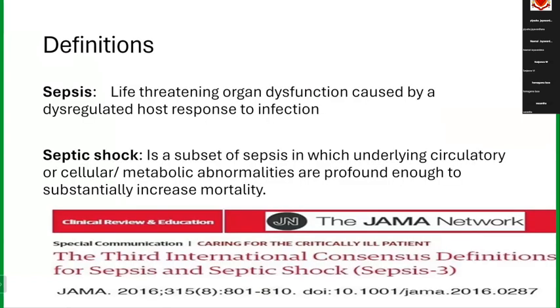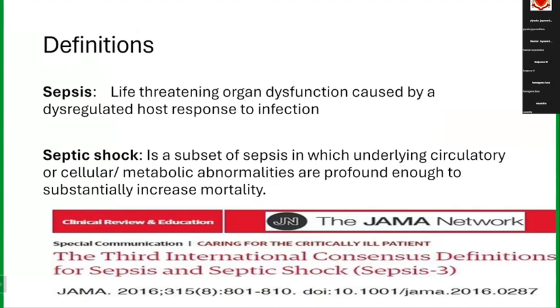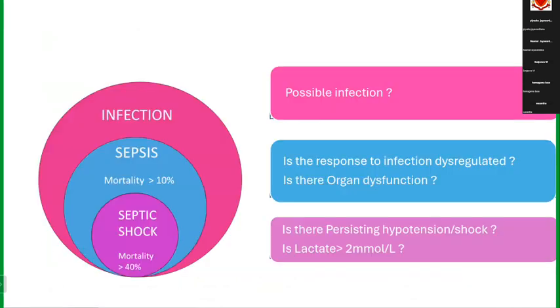So how are we going to do it? We will discuss the definitions first, and from the definitions, we will try to identify the patients. As you heard earlier, sepsis is a life-threatening organ dysfunction caused by a dysregulated host response to infection. So: infection, life-threatening, dysregulated response, and organ dysfunction. If you can show these things are present in a patient, you can probably think the patient has sepsis. Septic shock is another subset, which we will talk about later.